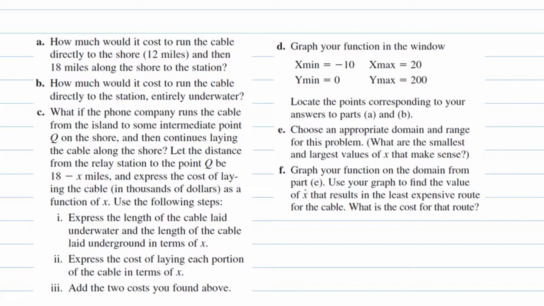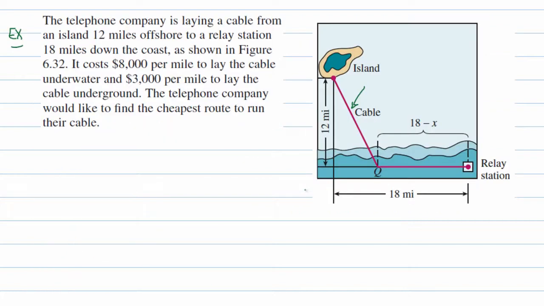So let's take a look at how we're going to step our way through this, and all of these should be given to you in an algebra course. At this point, these types of problems are so complex that you do have to walk through step by step. So how much would it cost to run the cable directly to the shore and then 18 miles along the shore to the station? The question is asking, how much would it cost us if we did that one scenario I was just mentioning, where we start right here at the island and go all the way to the shoreline, and then go from the shoreline all the way to the relay station right there.